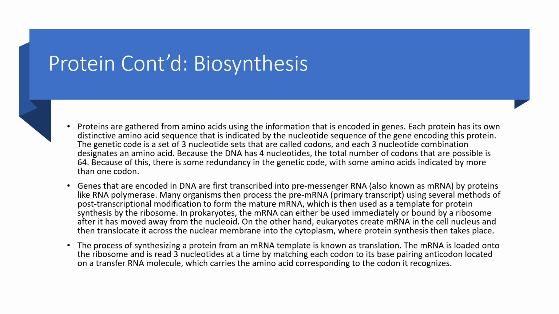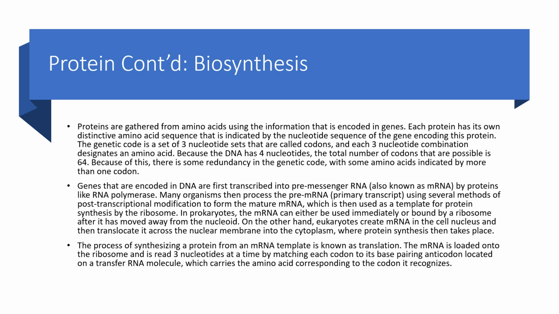Genes that are encoded in DNA are first transcribed into pre-messenger RNA, also known as mRNA, by proteins like RNA polymerase. Many organisms then process the pre-mRNA primary transcript using several methods of post-transcriptional modification to form the mature mRNA, which is then used as a template for protein synthesis by the ribosome.